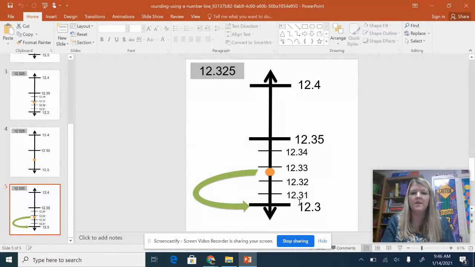Sorry about that. So again, this number line can help you to see just a visual of where the number is on the number line.